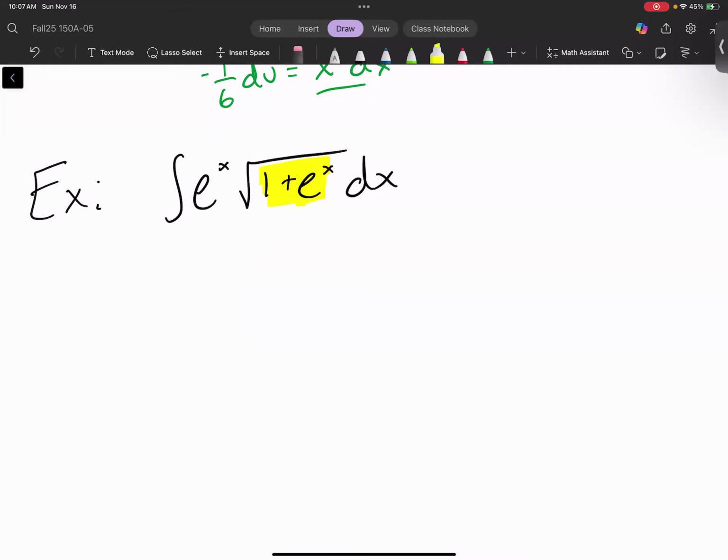So the normal way is just u equals 1 plus e to the x, right? u equals the inside function. I know there's an exponent, e to the x, but if you just do u equals x, that is the inside of the exponential function, u equals x won't change anything. All you'll be doing is switching the variables from x to u.